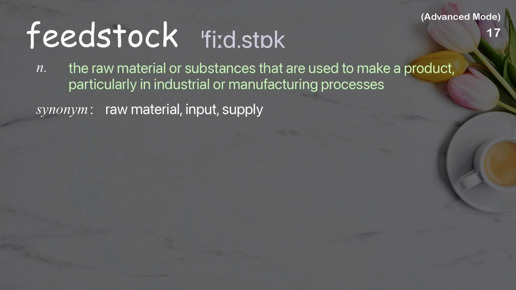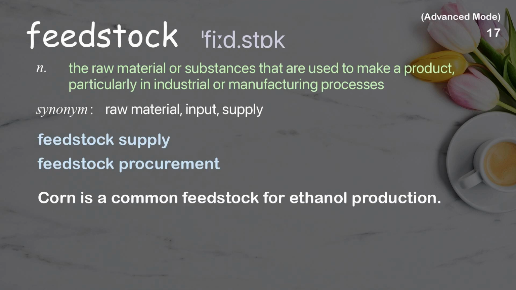Feedstock. The raw material or substances that are used to make a product, particularly in industrial or manufacturing processes. Examples: Feedstock supply. Feedstock procurement. Corn is a common feedstock for ethanol production.